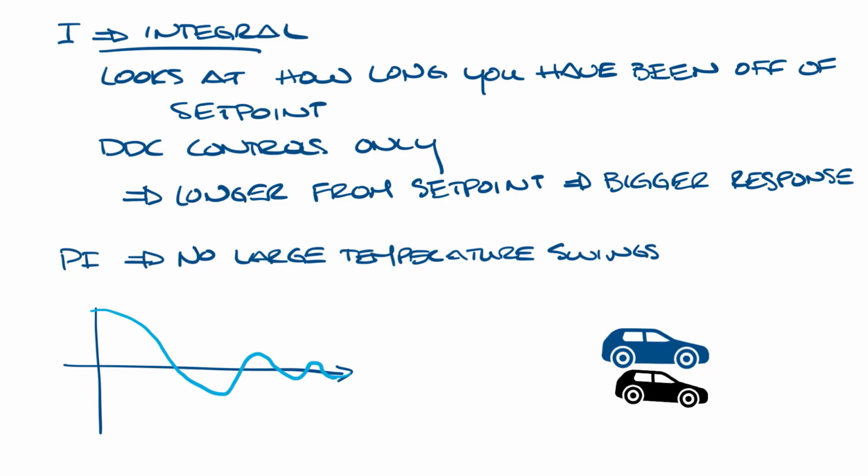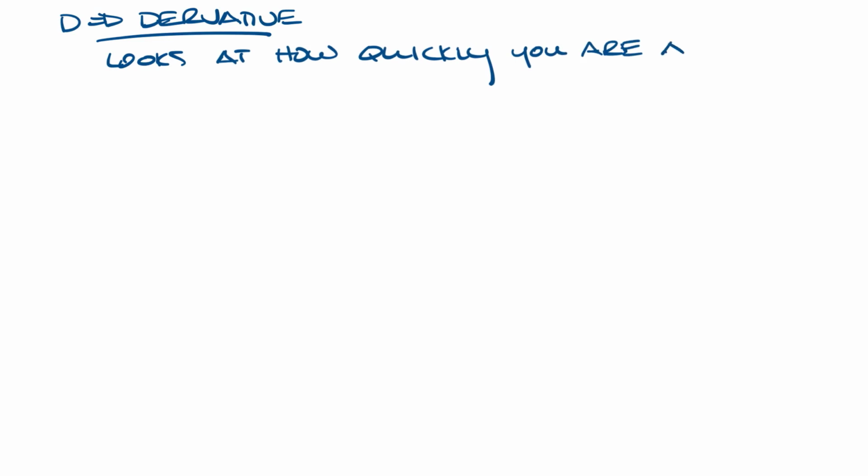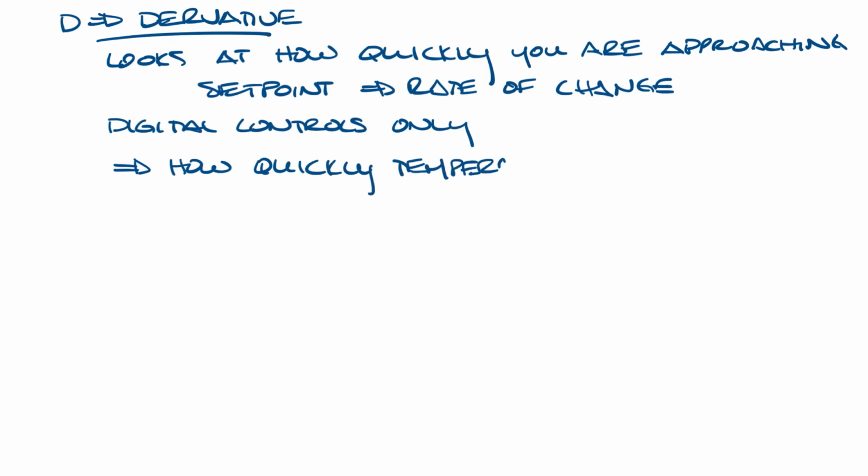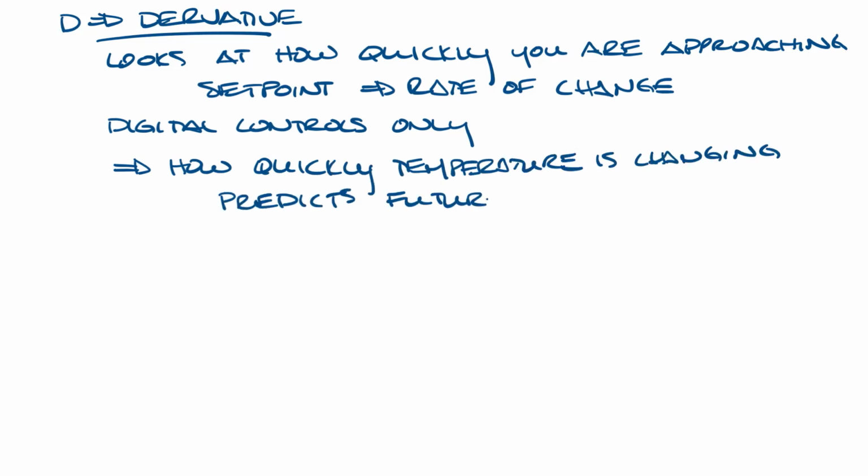So let's move this over again and look at derivative. The derivative component looks at how quickly you are approaching the set point. Derivative control is also only available in digital controls. The derivative component is looking at the rate of change of the room temperature. It's looking at how quickly the temperature is changing to help predict future behavior. So the graph would kind of look like this.